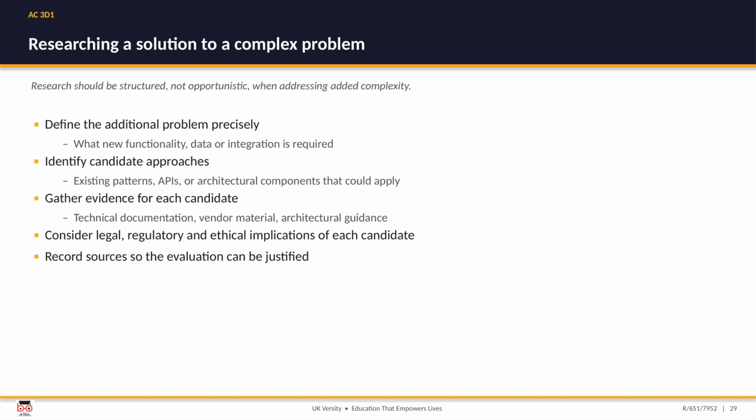When you're addressing that added complexity, your research should be structured rather than opportunistic. Start by defining the additional problem precisely, exactly what new functionality, data, or integration is required. Then identify candidate approaches, whether that's existing patterns, APIs, or architectural components that could apply. Gather evidence for each one, from technical documentation, vendor material, and architectural guidance, and weigh the legal, regulatory, and ethical implications of each candidate as you go. And crucially, record your sources so that your eventual evaluation can be properly justified.